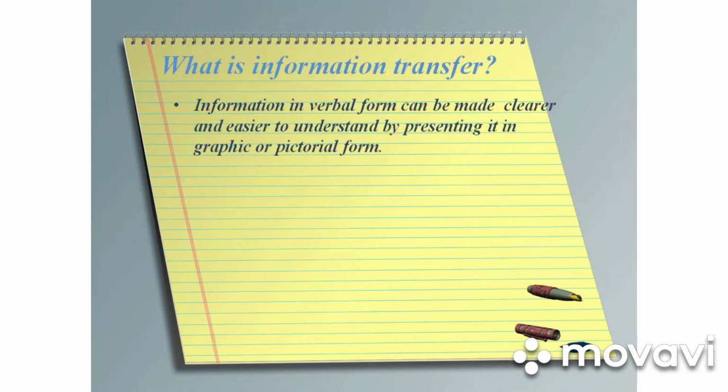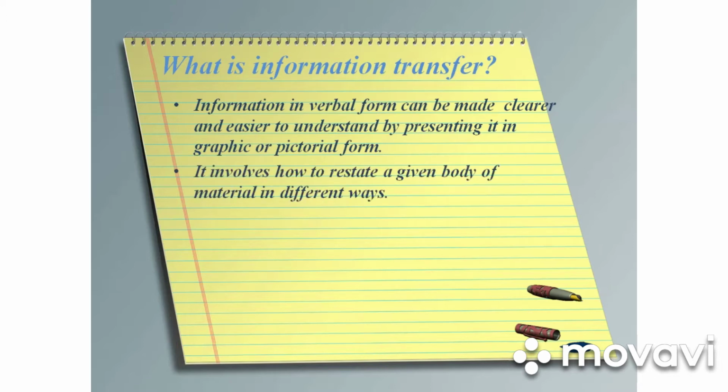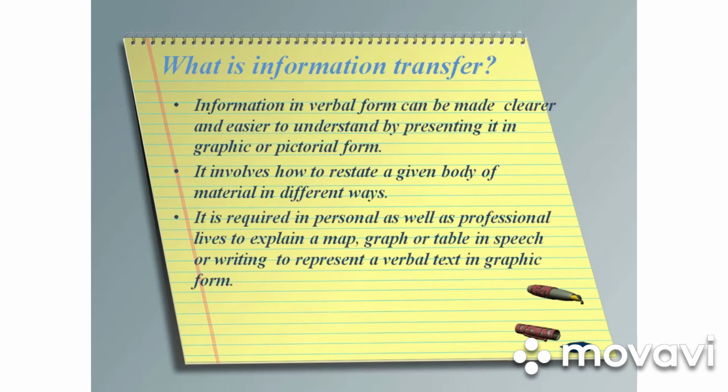First of all, what is information transfer? Information transfer is transferring information in verbal form, which can be made clearer and easier to understand by presenting it in a graphic or pictorial form. It involves how to restate a given body of material in different ways. Information transfer is also required in personal as well as professional lives to explain a map, graph, or table in speech or writing, to represent a verbal text in graphic form.